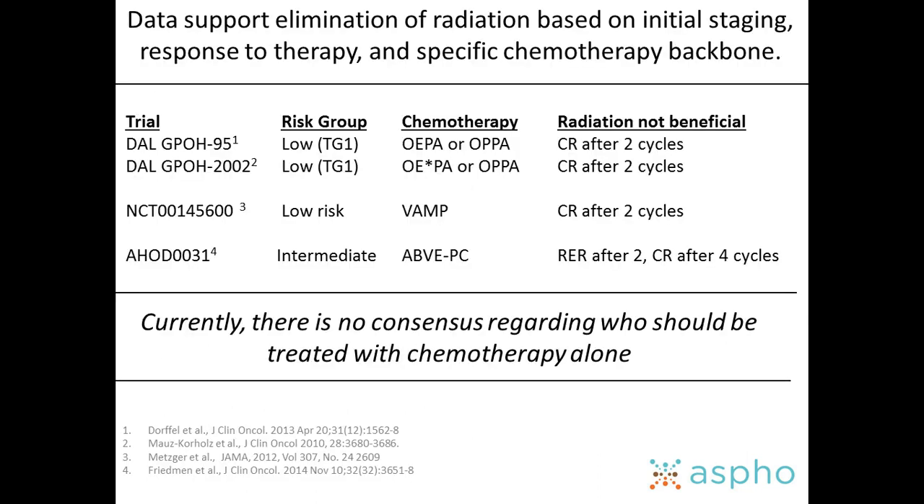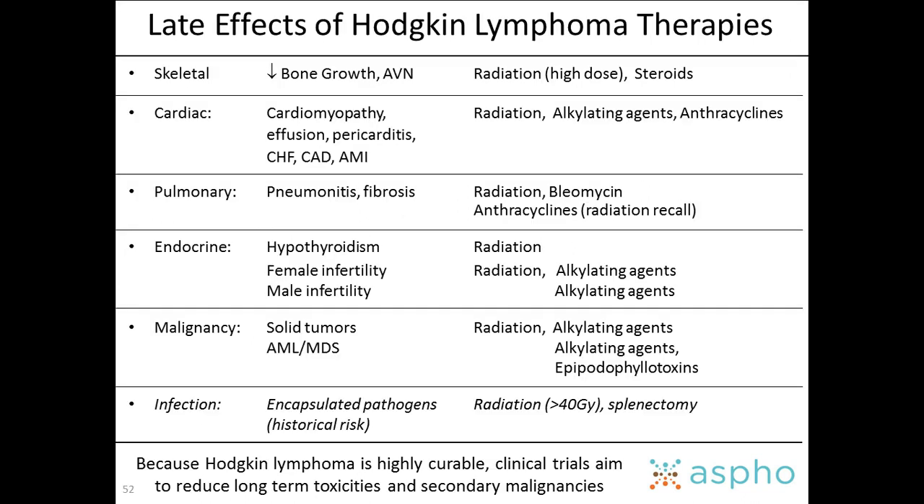Certainly, modern trials support the elimination of radiation based on staging, response to therapy, and specific chemotherapy backbones. These are several published trials which have shown in a randomized way that patients who are in a CR after a certain number of cycles of therapy, there was no benefit to adding radiation. Unfortunately, we currently don't have a widespread consensus as to who should or shouldn't be treated with chemotherapy alone. But radiation can certainly be omitted in certain circumstances.